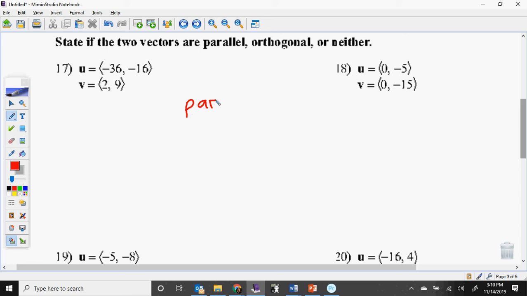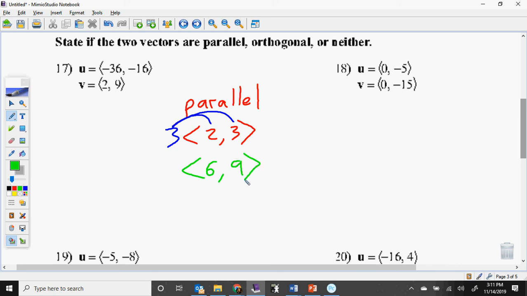For parallel, if I have some vector, we'll say 2, 3, I should be able to multiply this by some value. We'll say multiply it by 3. I should be able to multiply both of the numbers by the exact same number and come up with the other vector. In this case, I would end up with 6, 9. So if I get these two as my vectors, 2, 3, and 6, 9, they're parallel because I can multiply one of them by some number and get the other one.